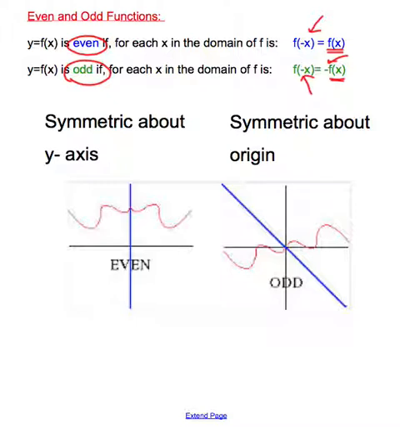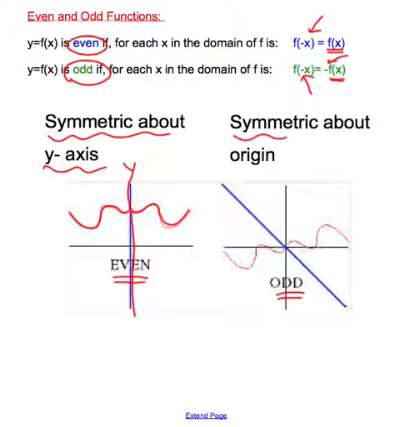If you have an even function, you're going to have symmetry about the y-axis. So here's your y-axis, and you're going to have symmetry. So if you look at this side, it is the same as the other side on the y-axis. If you have an odd function, after you test for it, you're going to be symmetric about the origin. So your origin is 0, 0, so everything from the 0, 0 to the other side would be the same.